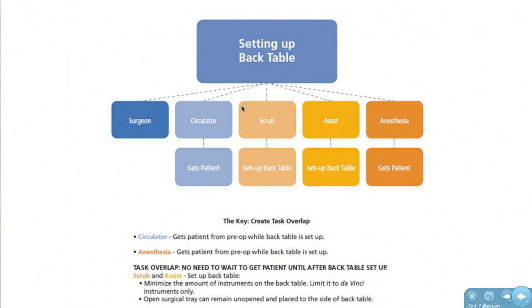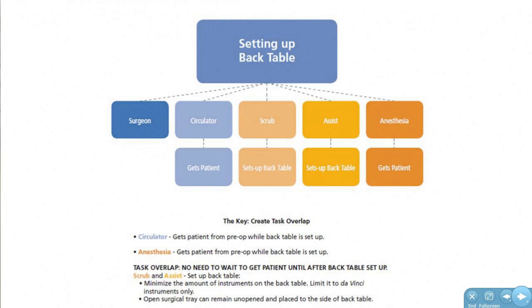And these are things that happen in every single robotic case, regardless of what's being done. There's nothing here about a prostate or a uterus or anything. And at that trigger point, it'll tell you what each of the people in the room are doing. So our first trigger point here is setting up the back table. What's happening? Well, your circulator should be getting the patient, your scrub is setting up your back table, and your assistant is setting up the back table.